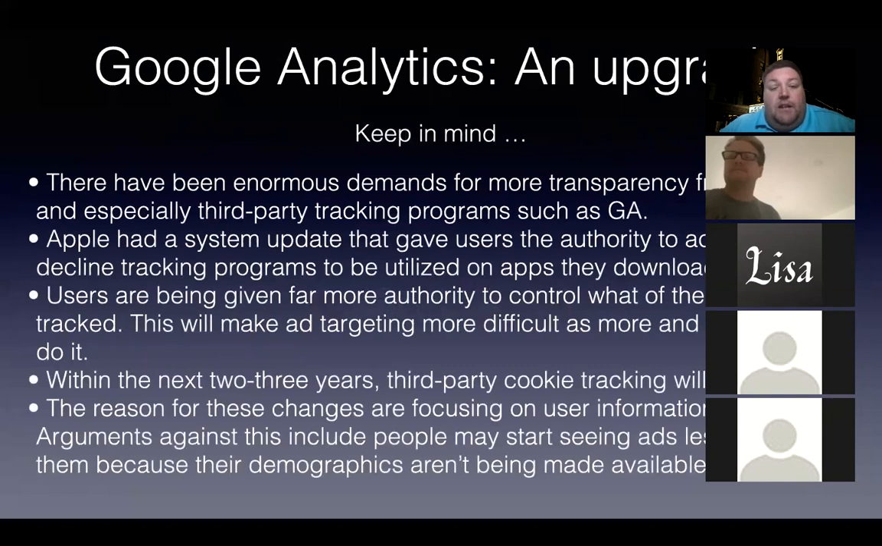And keep in mind, as we've mentioned before, there has been enormous demand for more transparency from websites, especially third-party tracking programs such as Google Analytics. I think in the last month or two, Google or Apple had a system update that gives users the authority to accept or decline tracking programs on apps that they download. There's a back and forth about this within the industry. Obviously, this is all geared toward user privacy and protection.